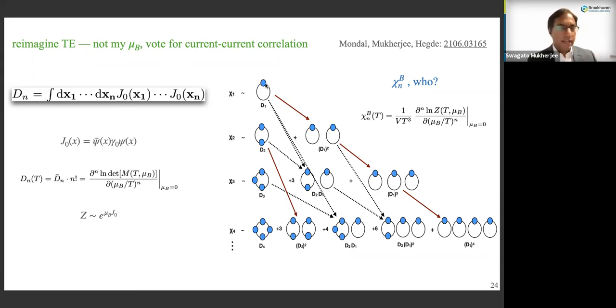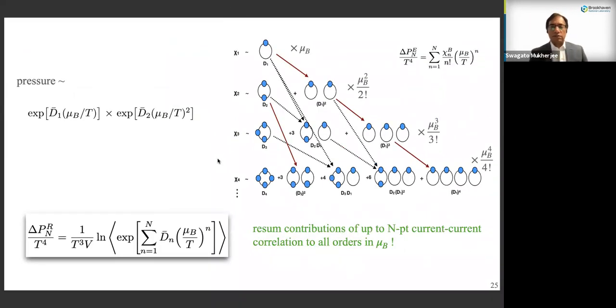In the 1st order, you will only have 1. In the 2nd order, you will have 2, but it can come in 2 different varieties. I will get into that separately. It can be either these two in two separate diagrams, or it can come in a closed loop of 2 current correlation functions. Now, if you stare at this a little bit, what you can realize is this. In the contribution to the pressure, this diagram, this insertion, will be multiplied by mu_B.